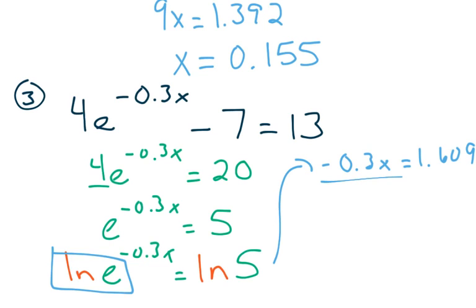Okay? We've got one last step. We're going to divide both sides by negative 0.3. Again, calculator work here. x is equal to negative 5.365. That beep was the school bell, by the way.